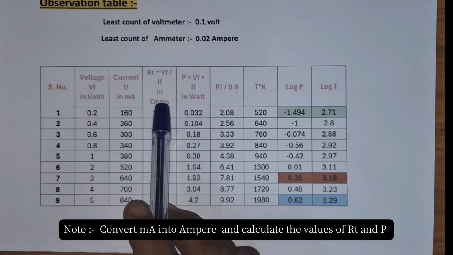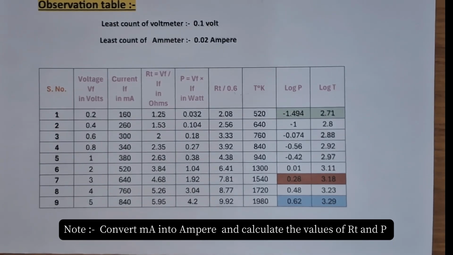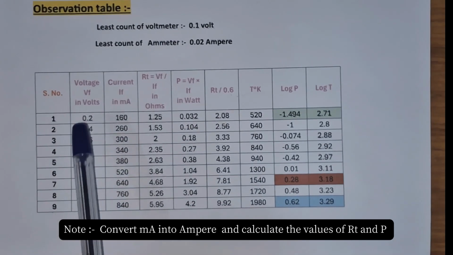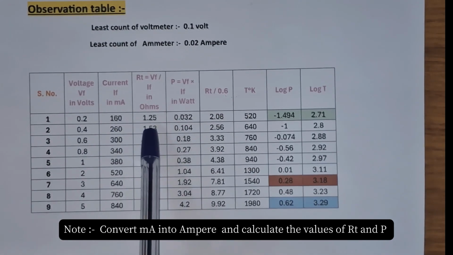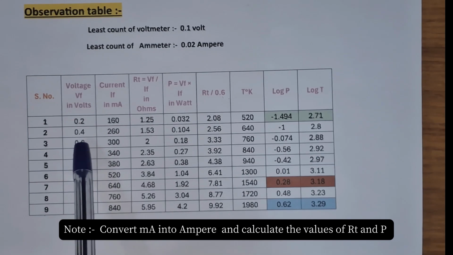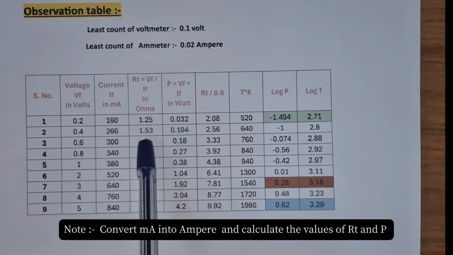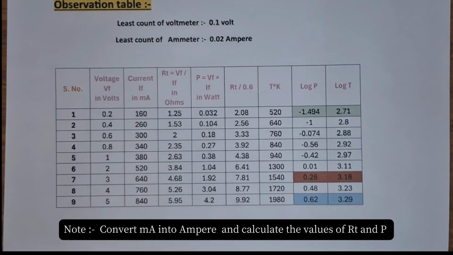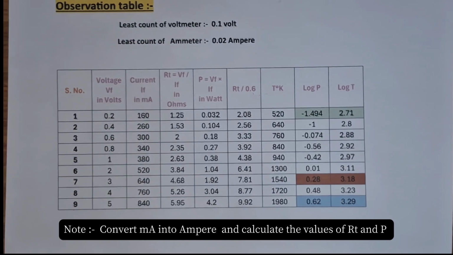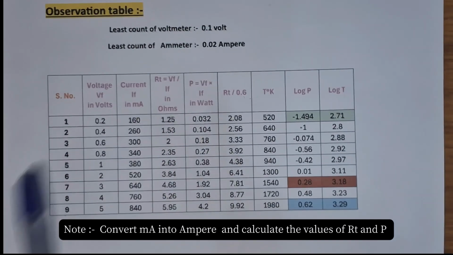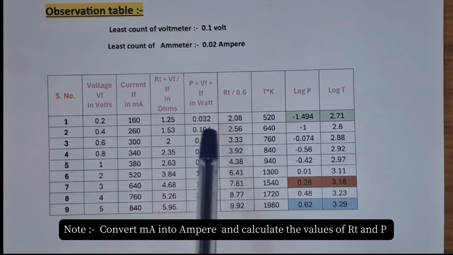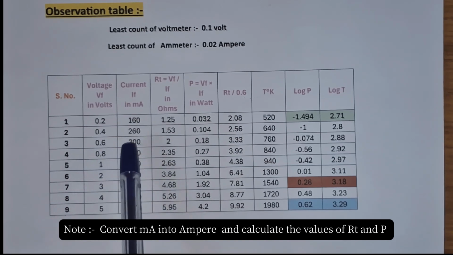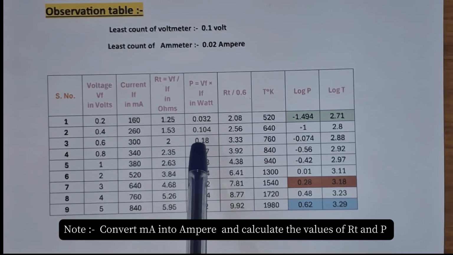Next is RT. We know that voltage divided by current is resistance. So 0.2 divided by 0.16 is equal to 1.25, and 0.4 divided by 0.26 is equal to 1.53. Similarly, we find all the values of R. The next one is power. Power is the product of voltage and current. So 0.2 into 0.16 is equal to 0.032 and 0.4 into 0.26 is equal to 0.104. Similarly, we find all the values of power.